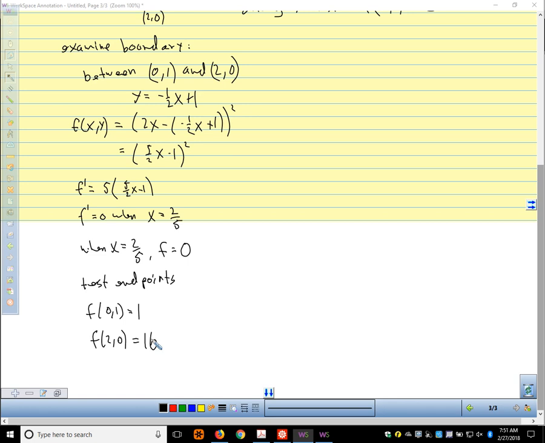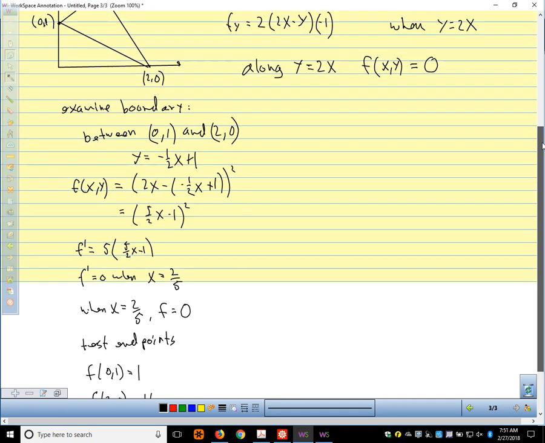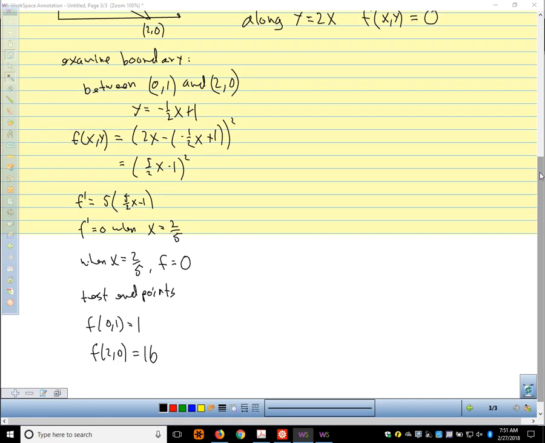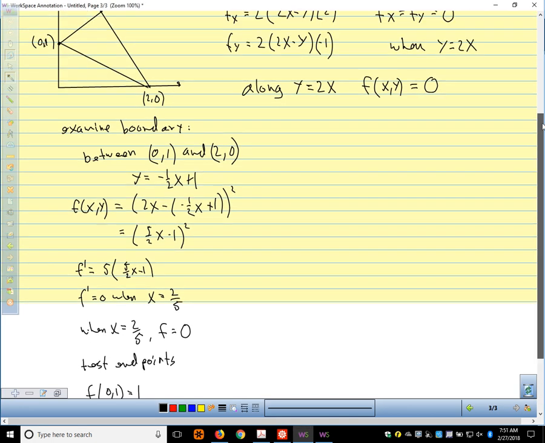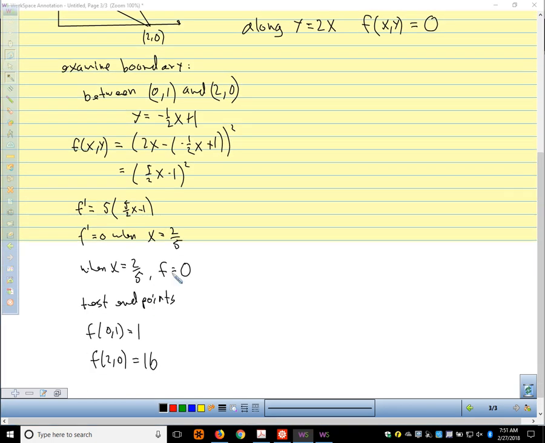F of 2, 0. Should we just do the last point and then the other points? When we do the next boundary, then we test all the points. All three of them, right? Yeah, you could test all 3 of the points. Was the candidate from the critical point 0? Yeah, at x equals 2/5. And then for the first part, it was along the line y equals 2x.